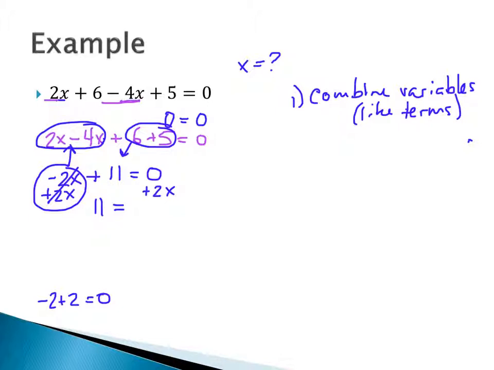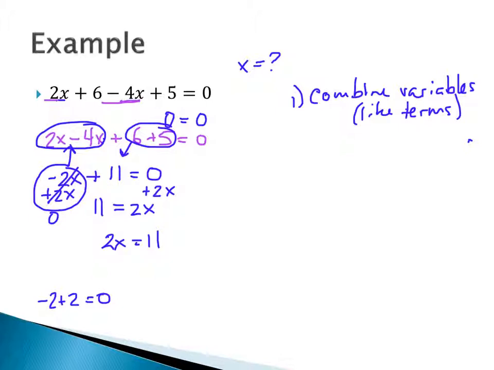So I'm left with, since this canceled out to be 0, I have 11 left over on the left side. Now on the right side I added 2x. Okay? So now my equation is, and you can rewrite it like this, 2x equals 11. Now the last thing I want to do, since I have x by itself on one side, is I'm going to solve for x.